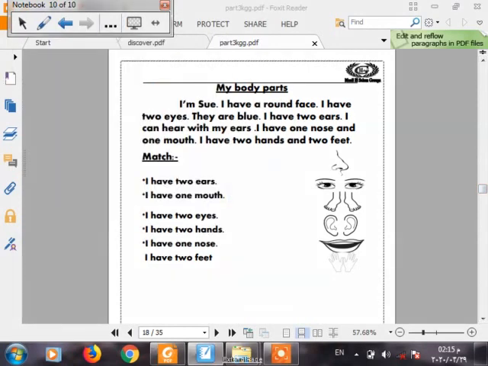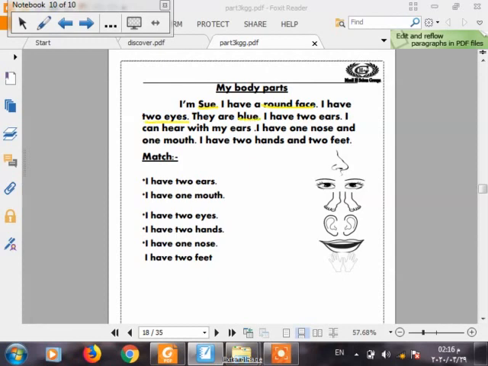I am Sue. So she is Sue. I have a round face. She has a round face. I have two eyes. She has two eyes. They are blue. So her eyes are blue.